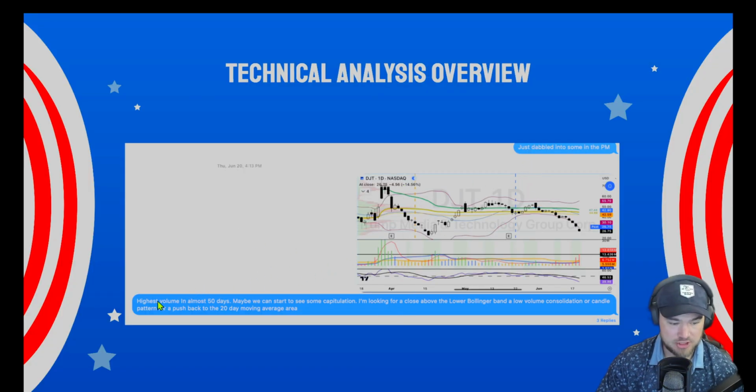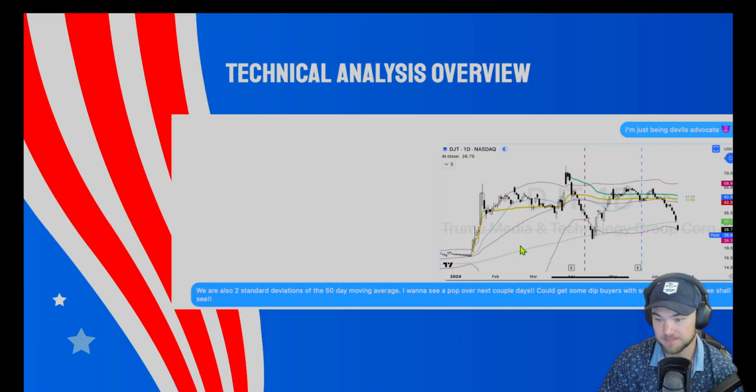We talked about this in the chat here. We said the highest volume in almost 50 days. We could start to see some capitulation. I'm looking for a close above the lower Bollinger Band and a low volume consolidation for a push into the 20-day moving average, which would be this 42.90 area. Close above the lower Bollinger Band. We're also seeing two standard deviations of the 50-day moving average. I want to see a pop over the next couple days. Maybe we could get some dip buyers with some short covering.